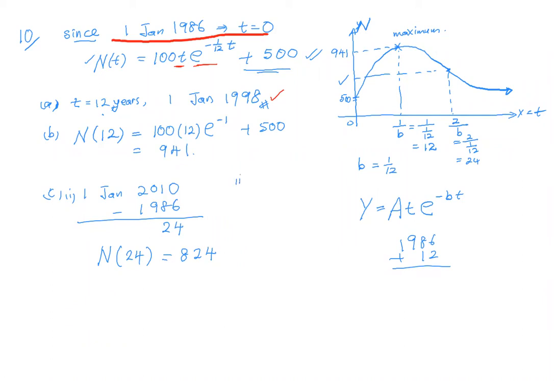Okay, number 2. Yes? If the answer is 824.88, do we round up the answer to 825? Yes, 825, right? Okay. Thank you. 825 then.